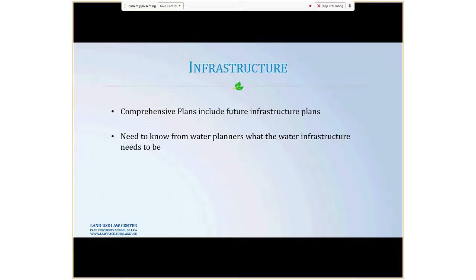Comprehensive plans focus on infrastructure, and we know how important infrastructure is to water planners. So what land use planners need to know, from water planners, is what that water infrastructure looks like, what it needs to be, and obviously their extensive involvement in infrastructure issues is critical. Next slide.